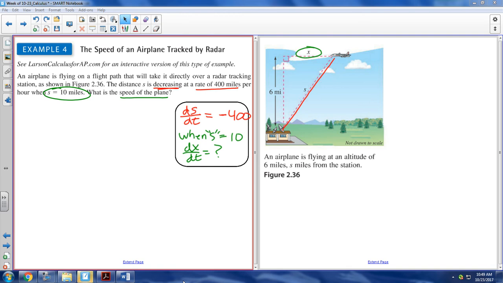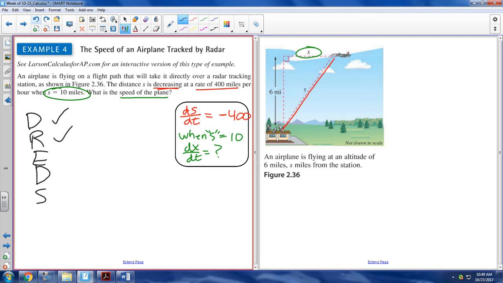Okay, we have a lot of things here. We have a triangle. Do you know any way that we could relate these rates? Is there an equation that'll relate these variables, given the diagram and the rates we have? Well, it's a triangle, guys. I mean, it's got to be x squared plus 6 squared is equal to s squared, right?